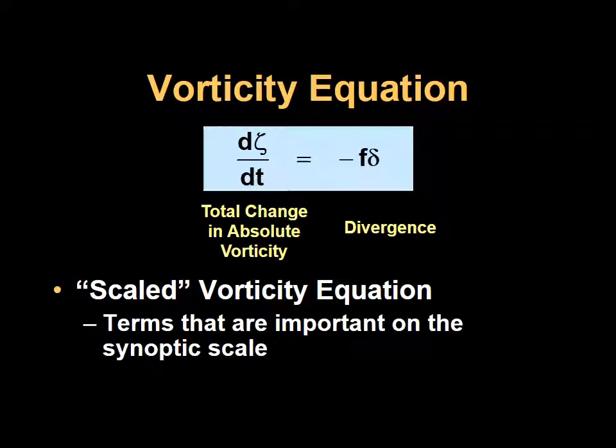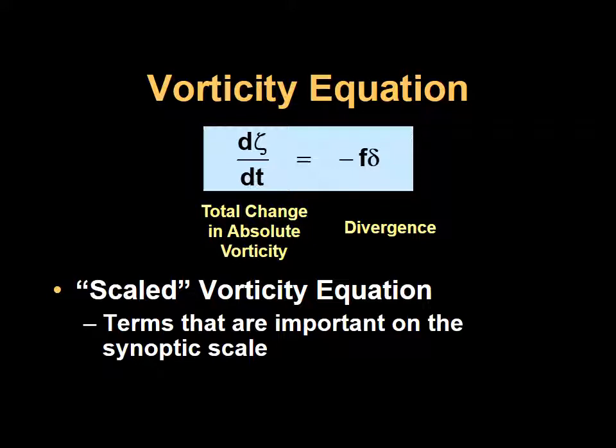So here's your scaled vorticity equation. We got rid of a bunch of terms. We had 4 terms to start with. We're down to 2 terms right now. The 2 terms we're looking at are the change in relative vorticity following the parcel, and the other term is the divergence term. So we got rid of all the other terms, the ones that were not important on the synoptic scale.